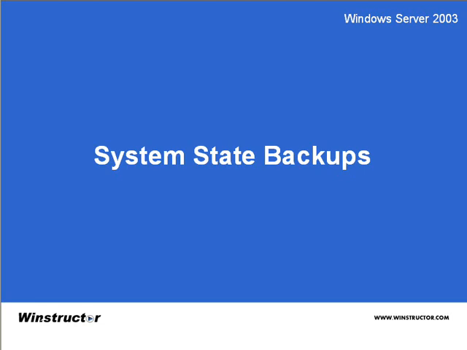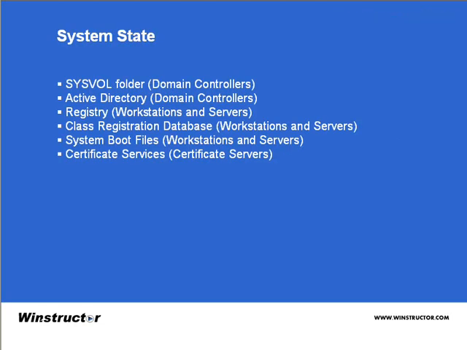System state backups. In our previous backup videos, when we used NT backup, we've seen an entry for system state. So what is it and why should you care? Well, the system state refers to the components of the local system that aren't directly accessible through the regular file system. Included in the system state are the contents of the sysvol folder, Active Directory in the case of domain controllers, the registry on all servers and workstations, and the class registration databases. It also includes the system boot files and any certificate services that you may have installed in your domain.